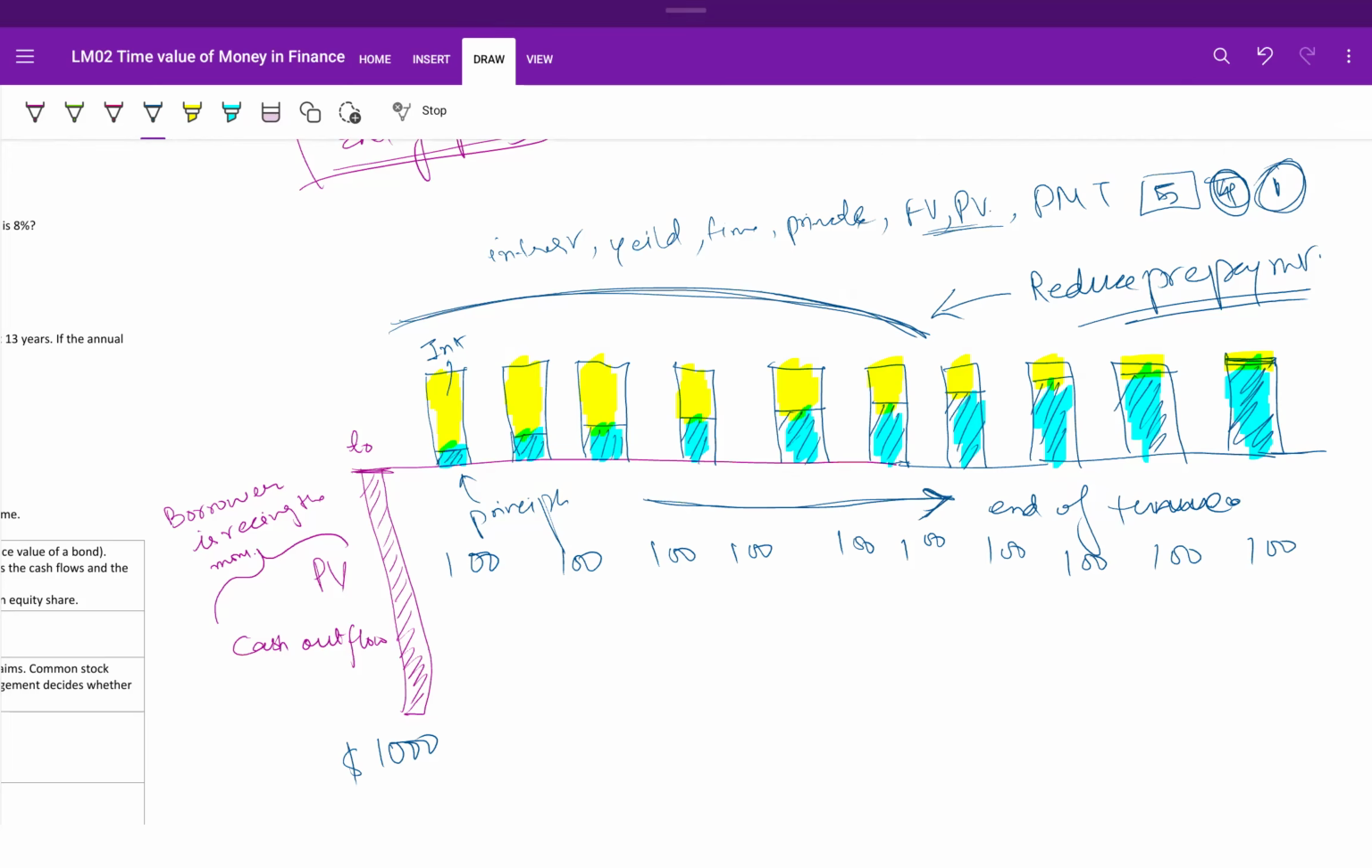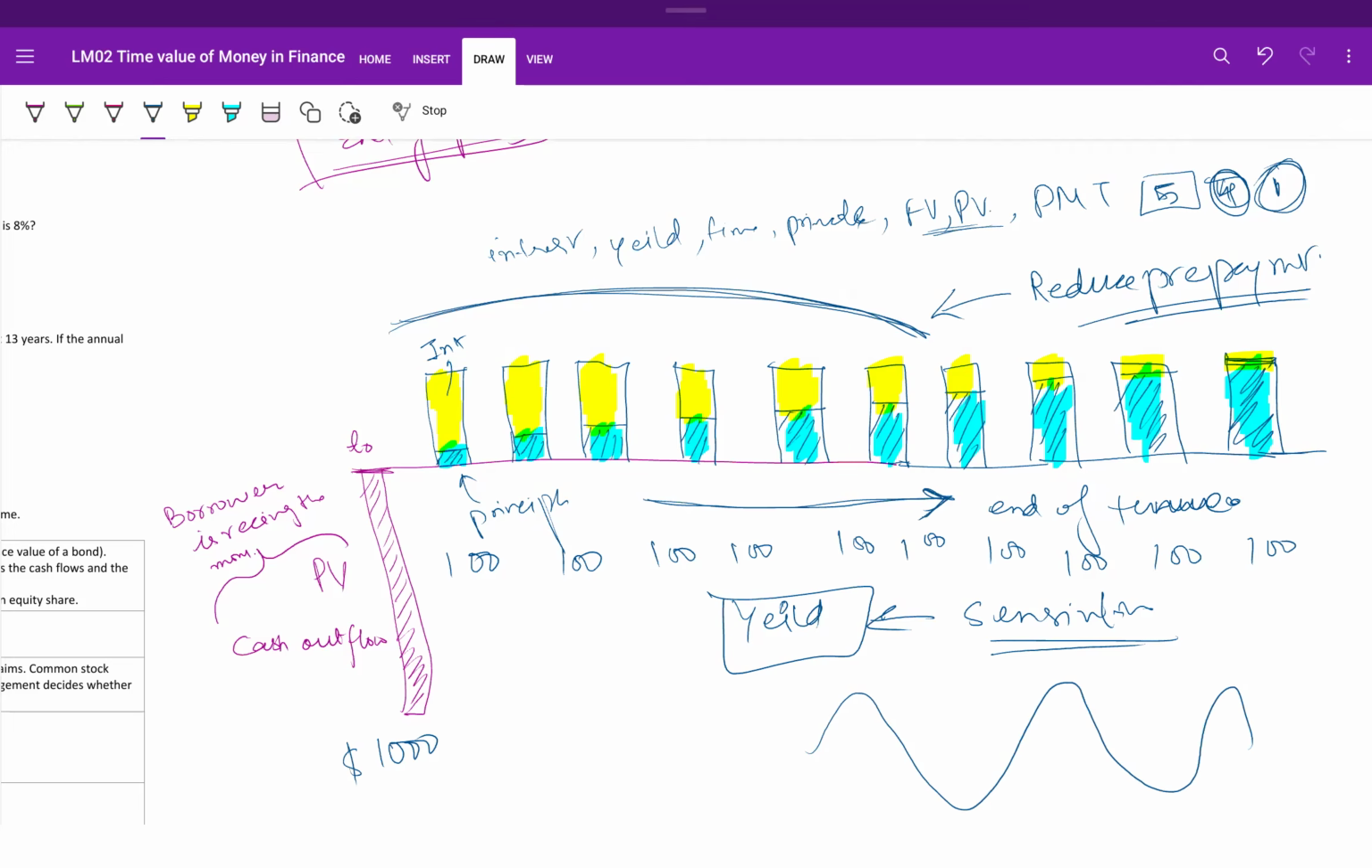But understand this thing. Yield is sensitive here when the tenure is large. So yield is actually sensitive, and because the market goes in phases, there is a time when the yield is high and there is a time when the yield is low.